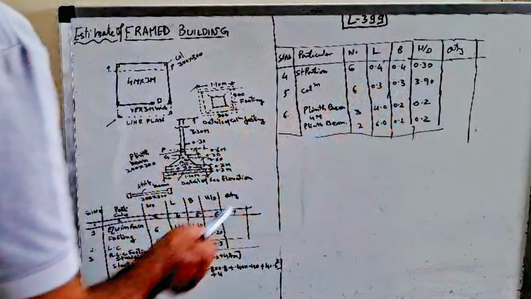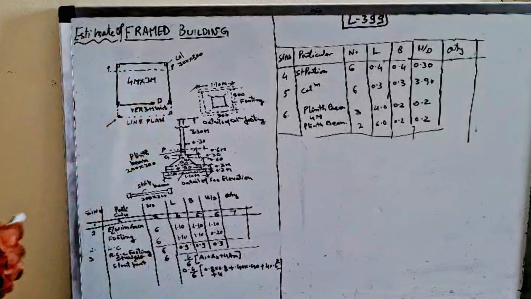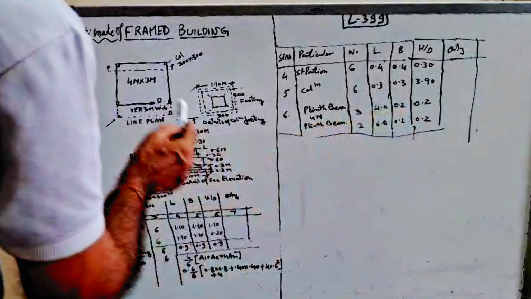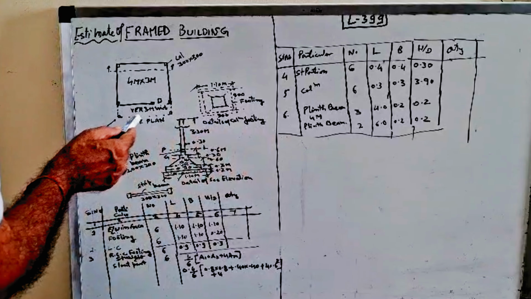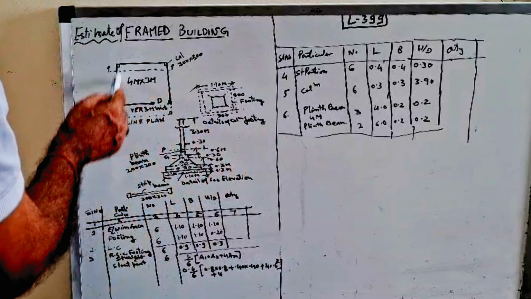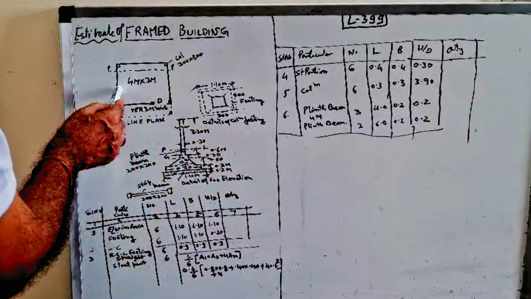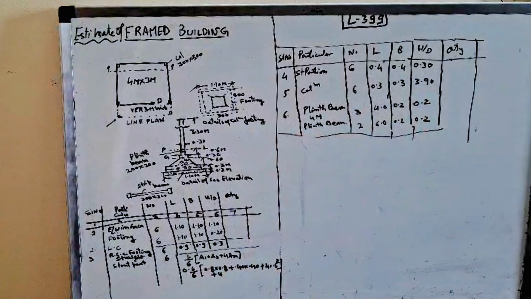Now the plinth beam is 3 number, 1, 2, 3 number of 4 meter, so you have put 0.2 into 0.2. This is 6 number, this is 2 number. Now 2 number is 1 and 2, but the length is more than this. This is 3 meter and this is 3 meter again, so 6 meter, 0.2 into 0.2. So in this way we can calculate the RCC work, earthwork and all.